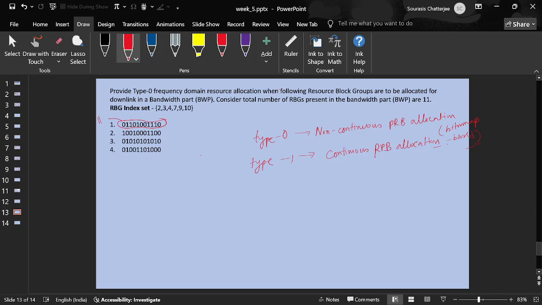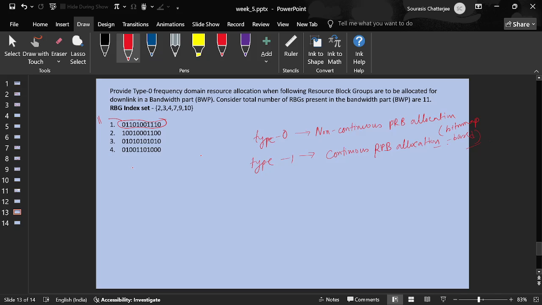Then comes 10 and 9, those are present, so there are ones. So it is a reverse order. MSB is on the left hand side. Got it. MSB corresponds to the least index. So in that way, the first one comes out to be right.